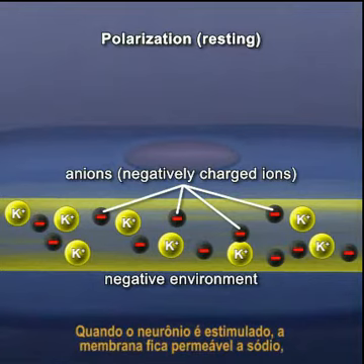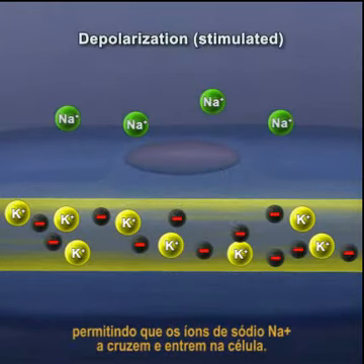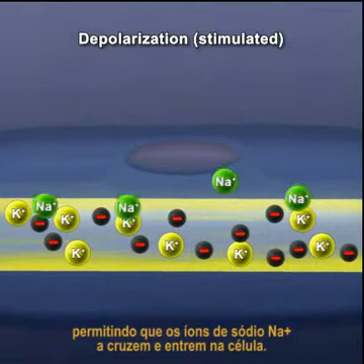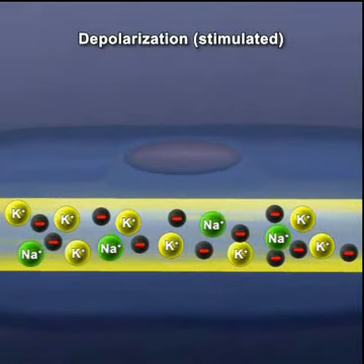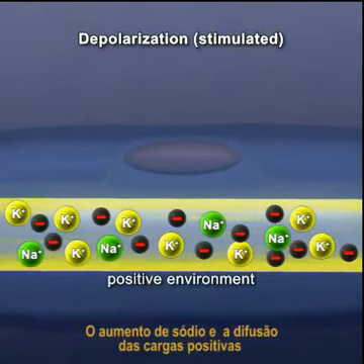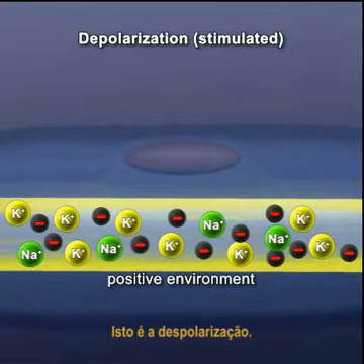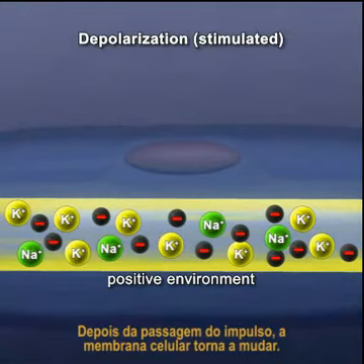When the neuron is stimulated, the membrane becomes permeable to sodium and allows sodium ions, Na+, to cross over the membrane into the cell. This increase in sodium with the diffusion of positive charges changes the inside of the cell, making it now a positive environment. This is depolarization.